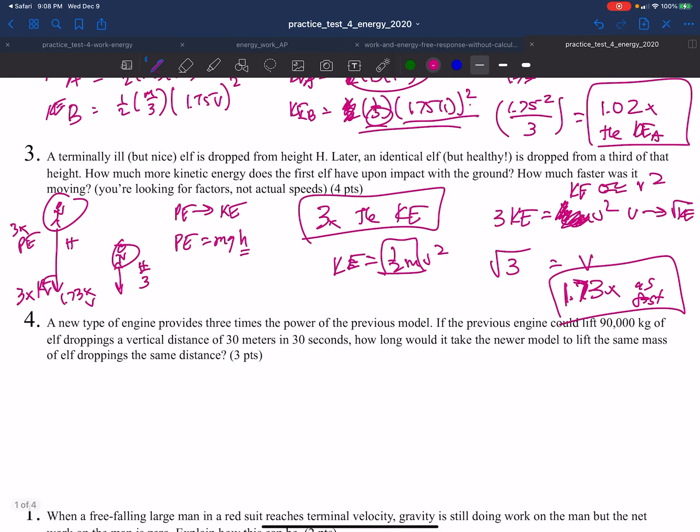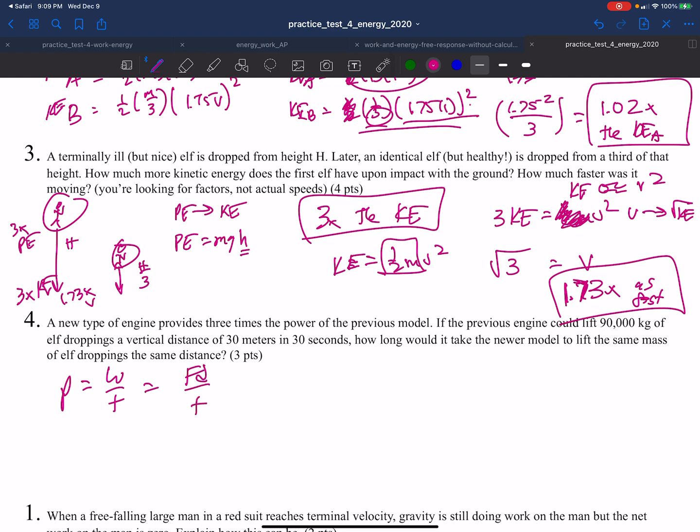A new type of engine provides 3 times the power of the previous model. If the previous engine could lift 90,000 kilograms of elf droppings a vertical distance of 30 meters in 30 seconds, how long would it take the newer model to lift the same mass of elf droppings the same distance? Okay, power. Remember that power is equal to work divided by time, which is the same thing as F times d divided by time.